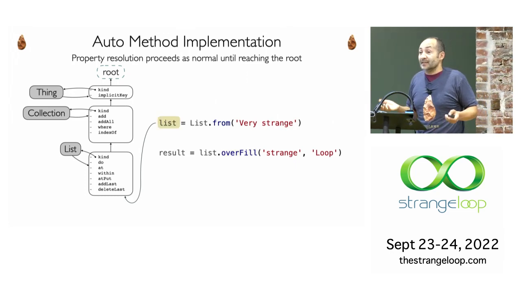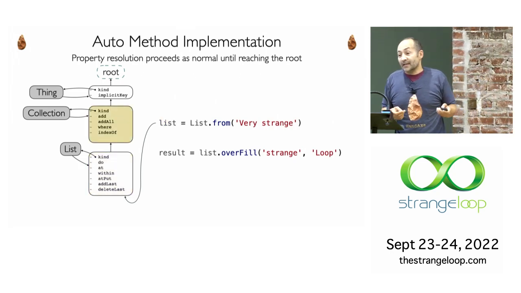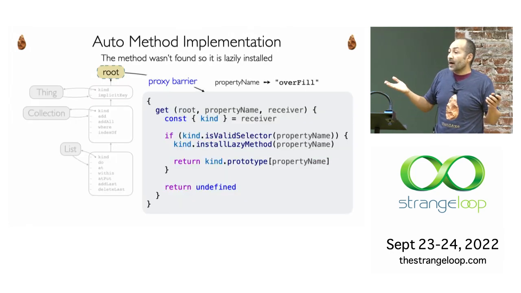It goes to the list. Is it there? No, it's not. Is it in the prototype? No, it's not. It's not in the collection. It's not in the thing. So it goes up to the root. And the root is a proxy.